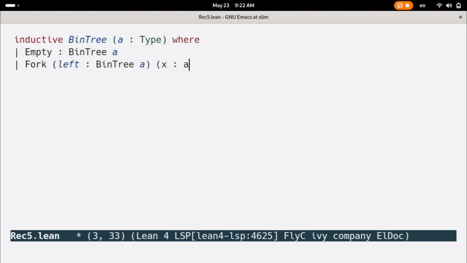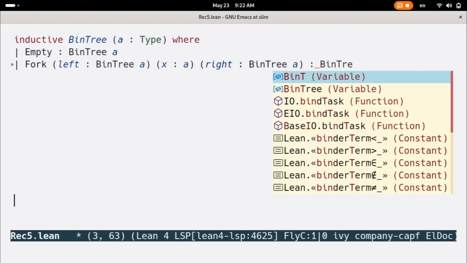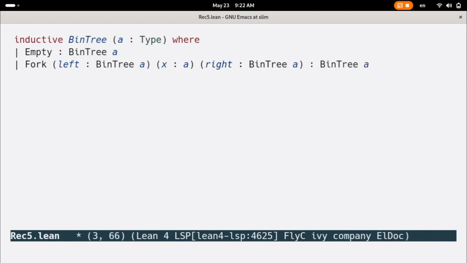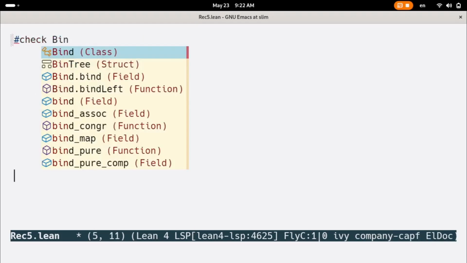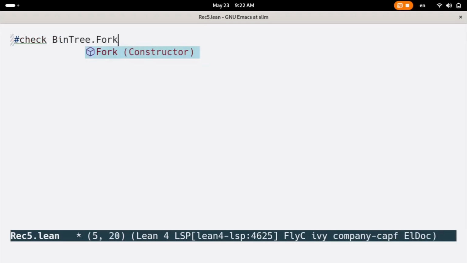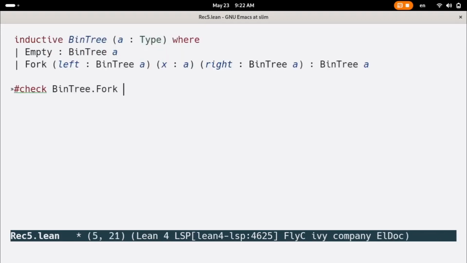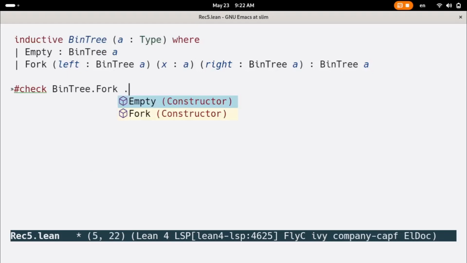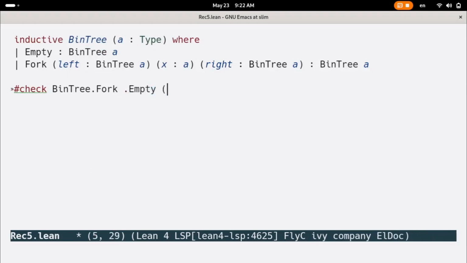So a binary tree of type A can be constructed as either an empty tree or a fork of a left subtree, which is a binary tree, a piece of data at the node, which we call X, and a right subtree of the same type. Once we have this inductive definition, we can construct binary trees by using these two constructors.